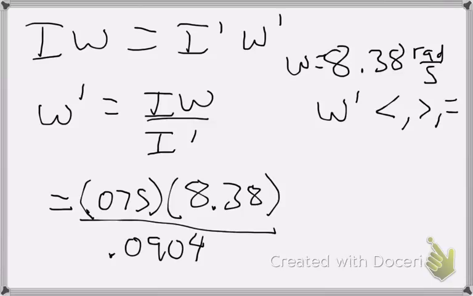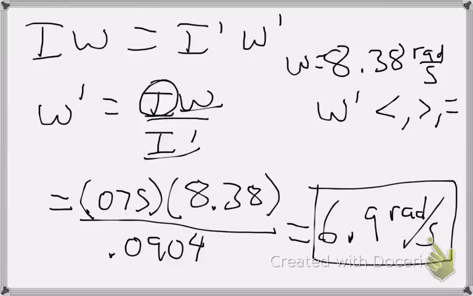So we've got just to plug in everything that we know. We know the initial moment of inertia was 0.075. We know that the initial angular velocity is 8.38. That's what we're trying to figure out. It's going to be more or less. And then our final moment of inertia was the sum of the cylinder plus the ball. So what's our number? It turns out it's less.